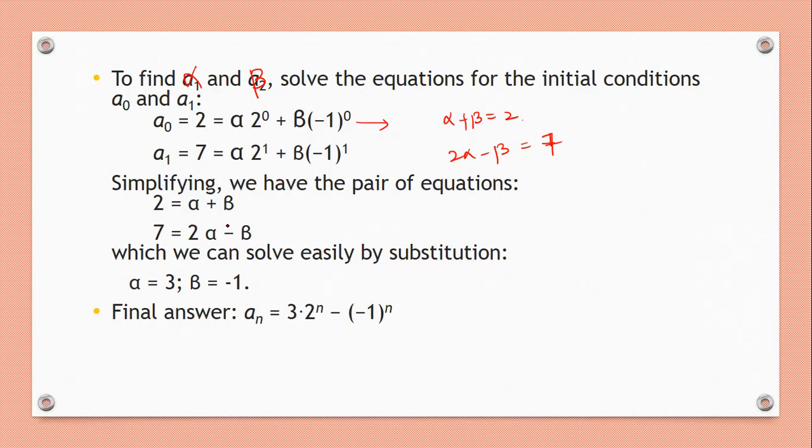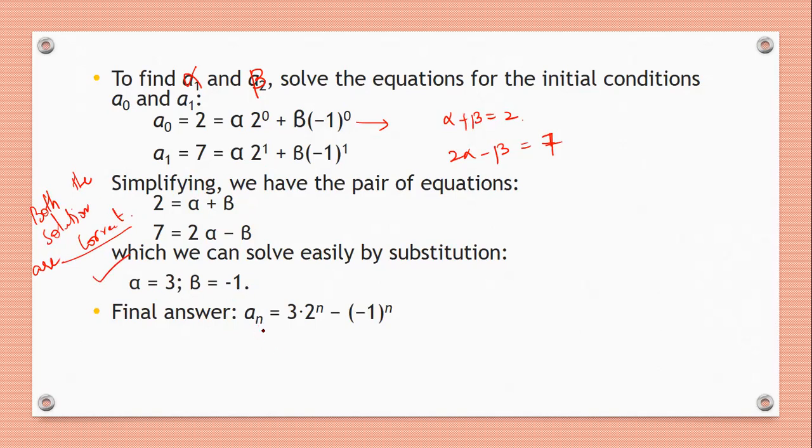Similarly, we get this pair of equations, where instead of alpha being minus 1, we got alpha is equal to 3. Understand that both the solutions are correct. Both of them are constants and we don't need to worry whether alpha is 3 or beta is 3. So alpha is 3 and beta is minus 1.